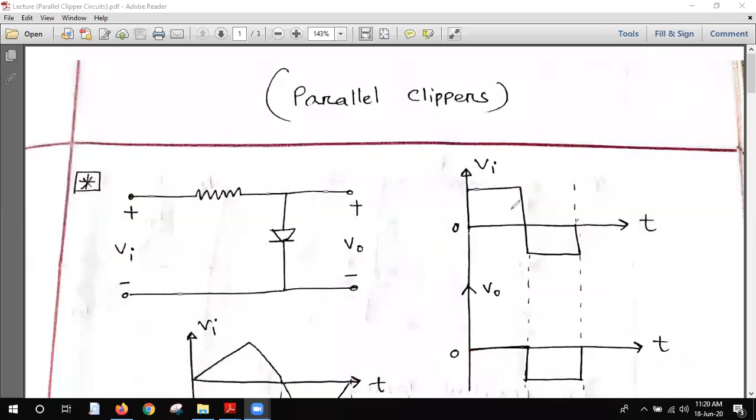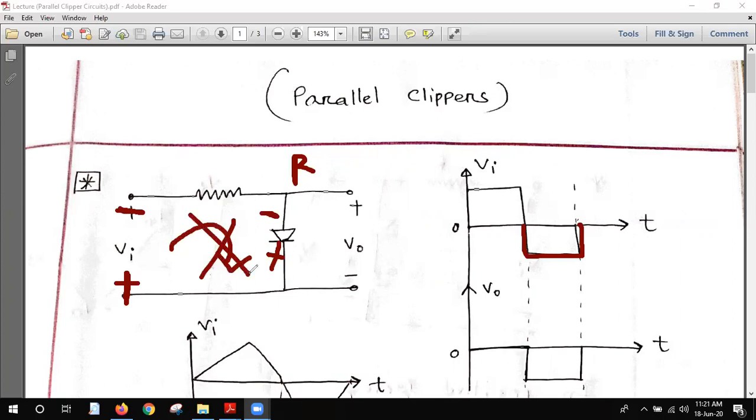Similarly, if we discuss the negative cycle now, my student, in the negative cycle we know that the sign will change. This is minus, this is plus, this is minus, this is plus. So the diode is now reverse biased. So there will be no current flowing in this circuit.